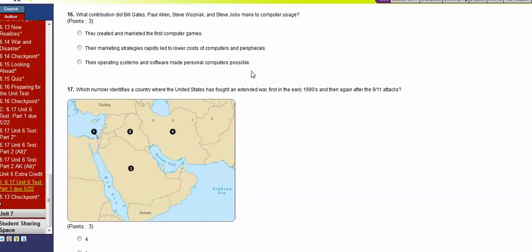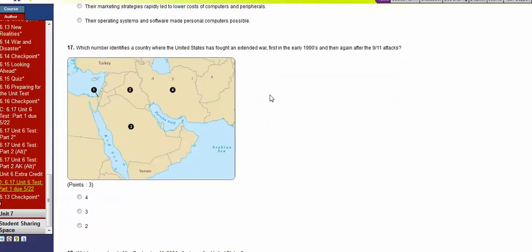Number 16, what contribution did Bill Gates, Paul Allen, Steve Wozniak, and Steve Jobs make to computer usage? They created and marketed the first computer games. Their marketing strategies rapidly led to lower costs of computers and peripherals, or their operating systems and software made personal computers possible.